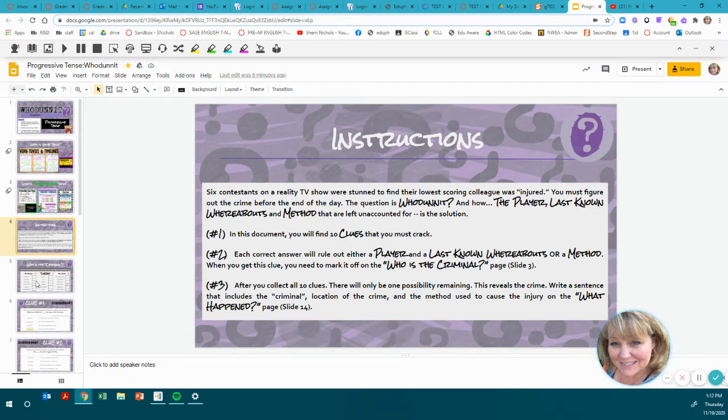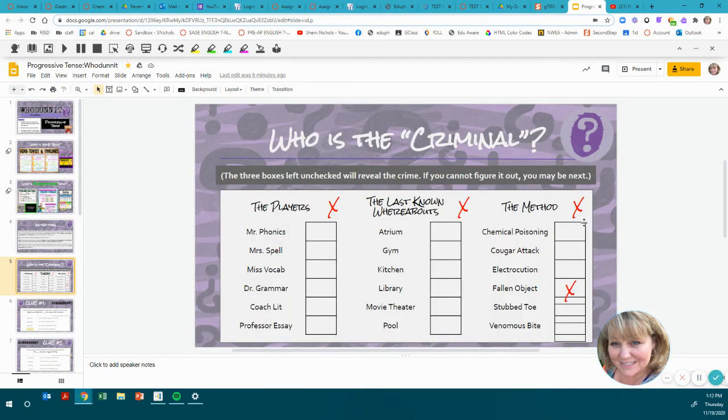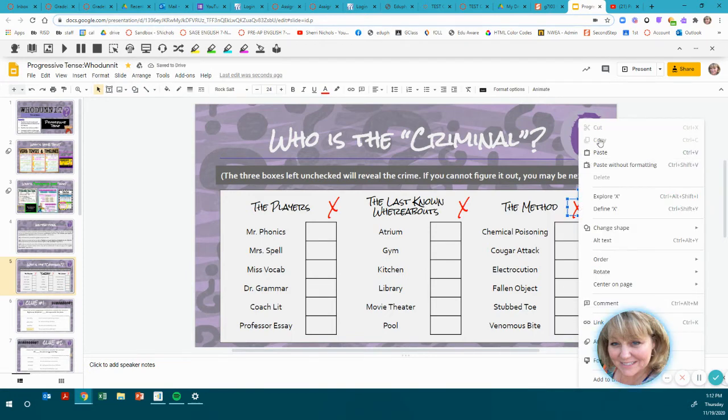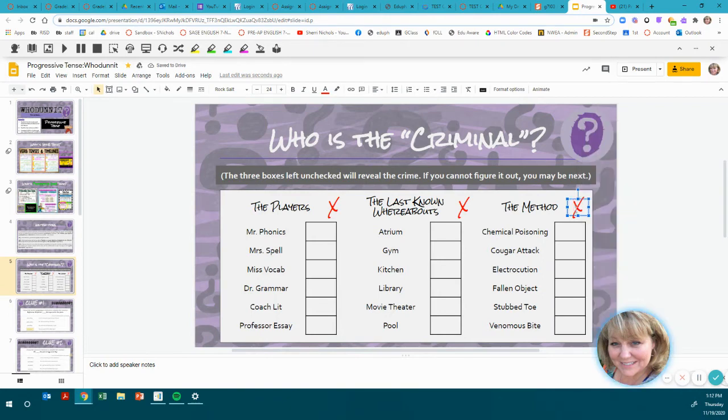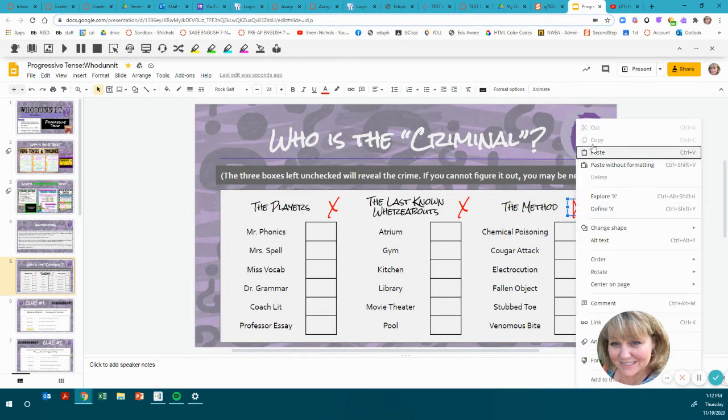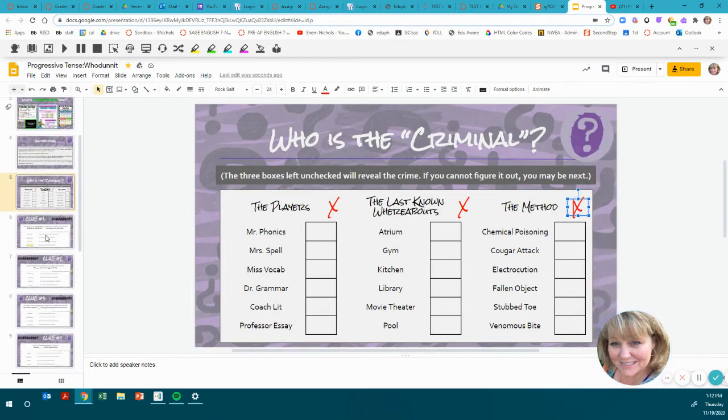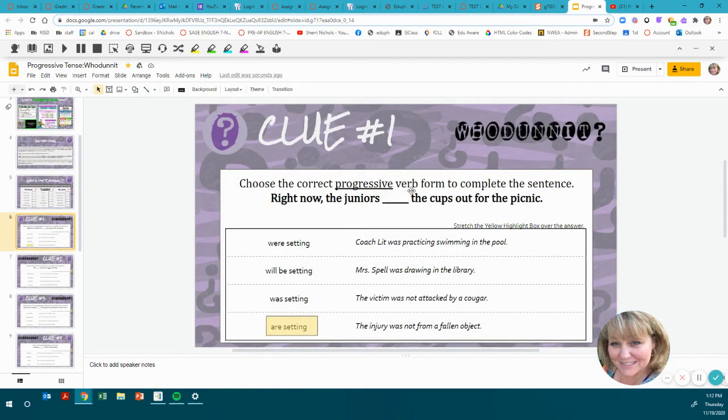So if we look at this slide, once you figure this out, you are going to make a copy. So I'm going to just copy this, and then make a copy, and then you want to paste it. So let's go look at our first clue number 1. Choose the correct progressive verb form to complete the sentence. Right now, the jurors blank the cups out for the picnic. So this is happening right now.